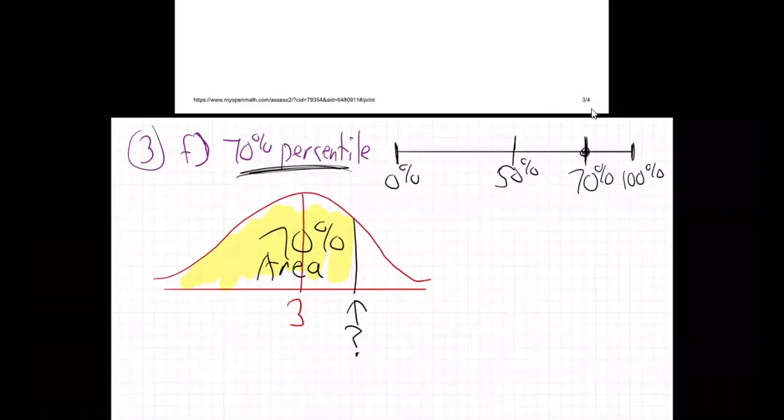So when they give us the 70th percentile, remember percentile means a ranking from 0 to 100. So if you're here at the 70th percentile, right here, that means 70% is to the left of you, doesn't it? You're 70% of the way along. So 70% is to the left of you. You want to find that spot. How do we find that spot?